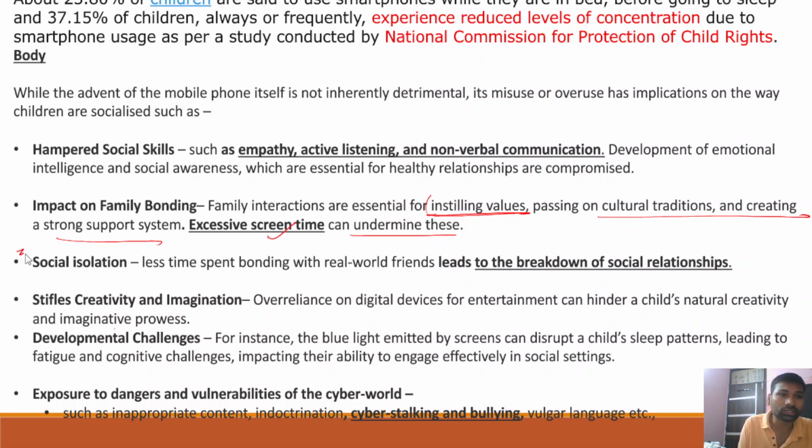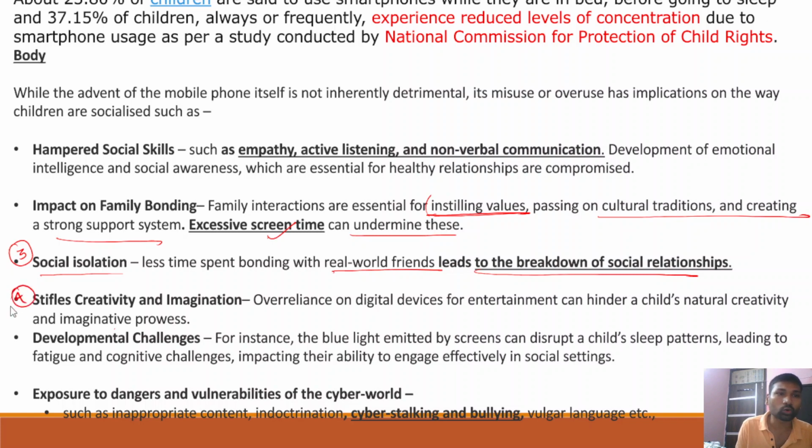The third most important impact would be social isolation. It is very likely that when a child is addicted to mobile phones, he would isolate himself. He would not participate in physical activities or physical games. Hence, it would lead to social isolation of children, when he is isolated from the real world or from his friends. It will lead to breakdown of his or her social relationships. He would not have skills to promote or strengthen his interpersonal and intrapersonal relationships. So that is very important.